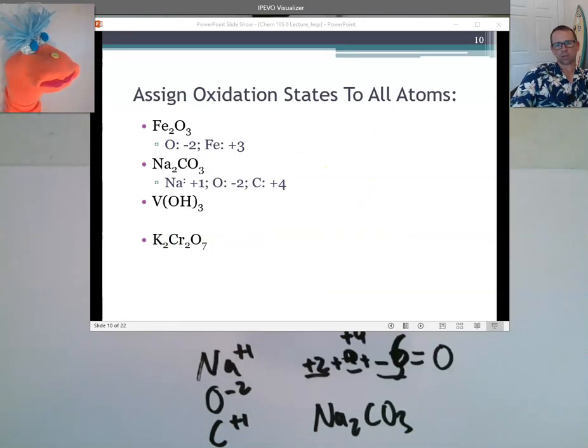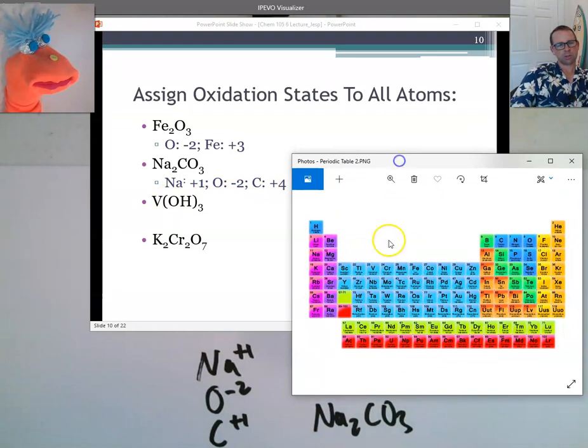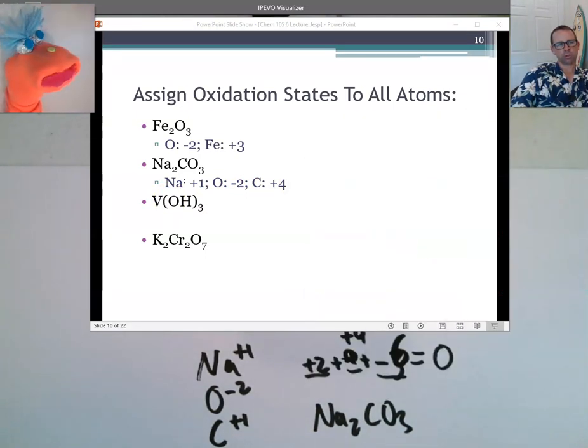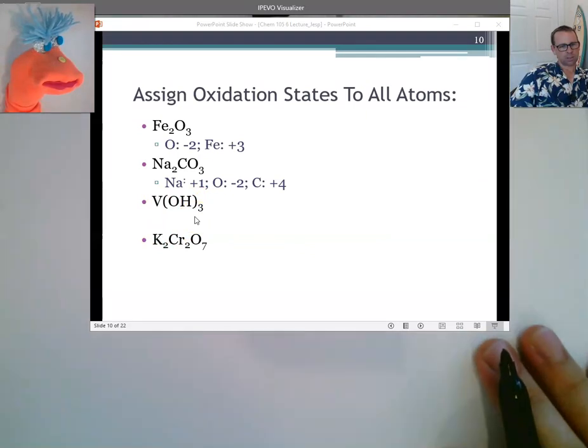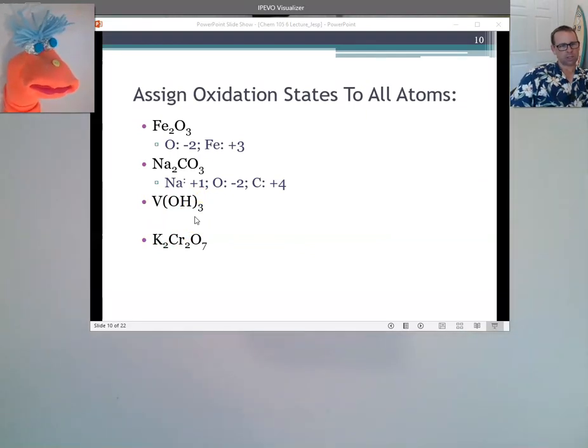Okay, so what's it called? Vanadium, it was a transition metal? Yep, it was a transition metal right here. So vanadium 3 hydroxide? Very good. Vanadium 3 hydroxide. So let's think about the oxidation numbers on the different elements.